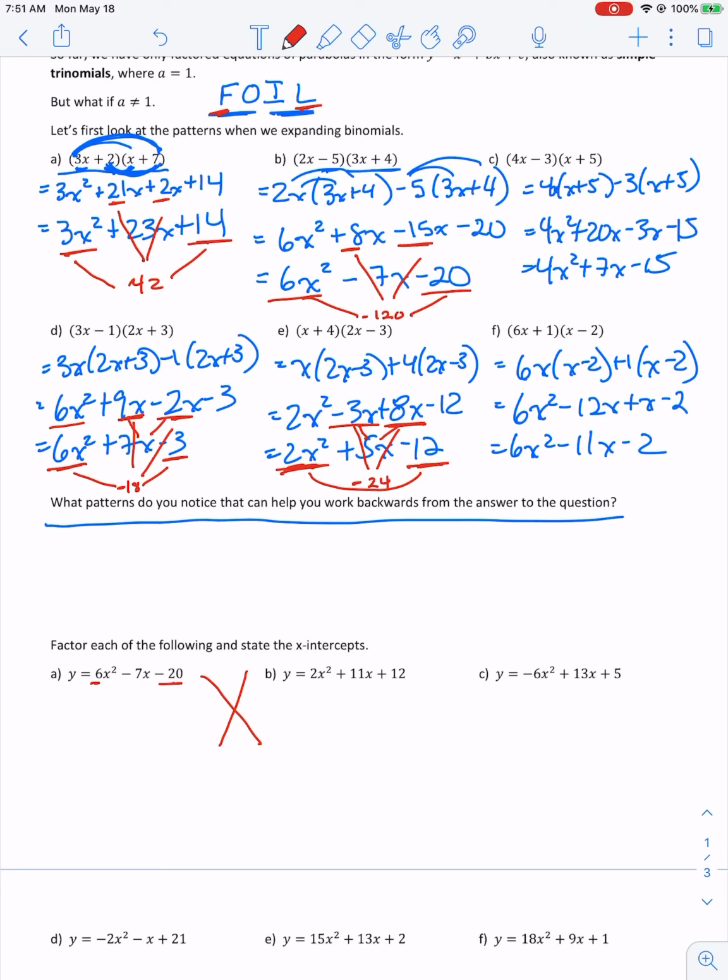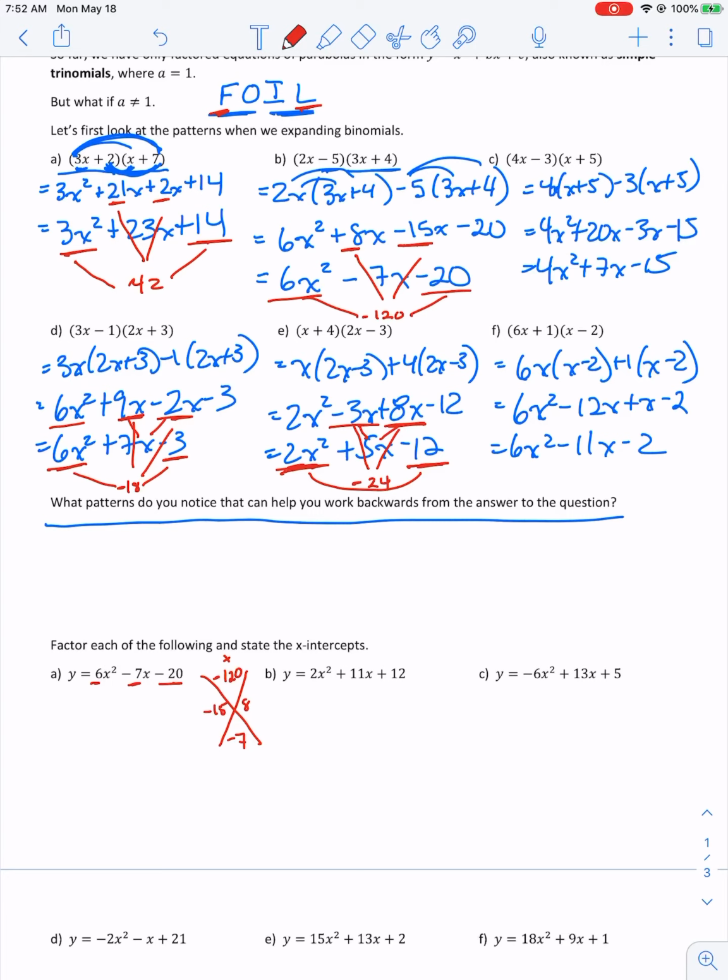With a simple trinomial, you're basically doing the same thing, except the term out in front of the x is positive 1. So 1 times whatever that last term is would be your product. So 6 times negative 20 is negative 120. So that's what the two numbers have to multiply to. They still have to add to give you negative 7. And those two numbers happen to be negative 15 and 8.